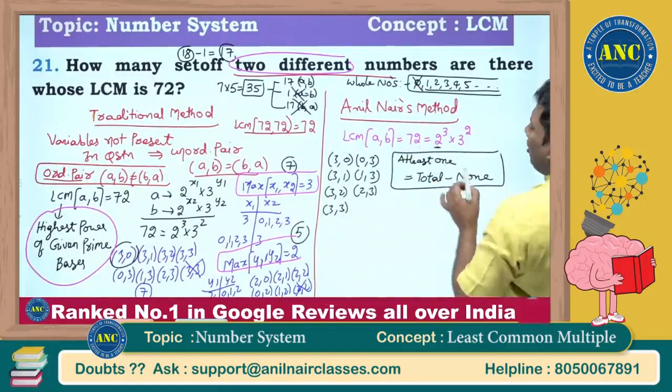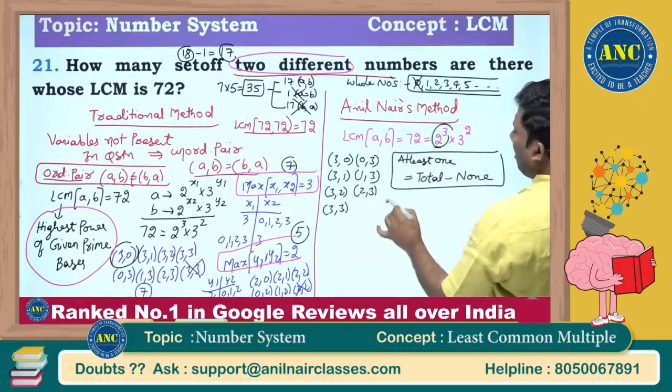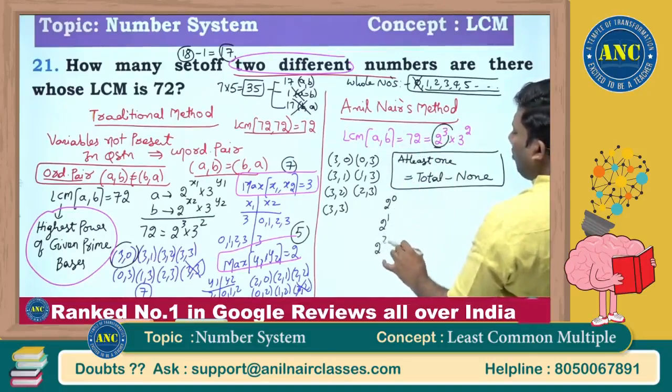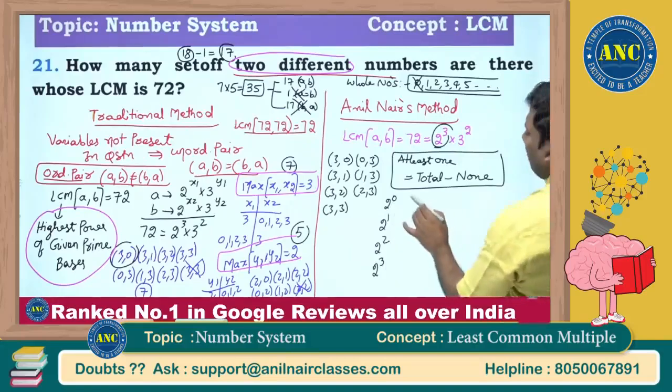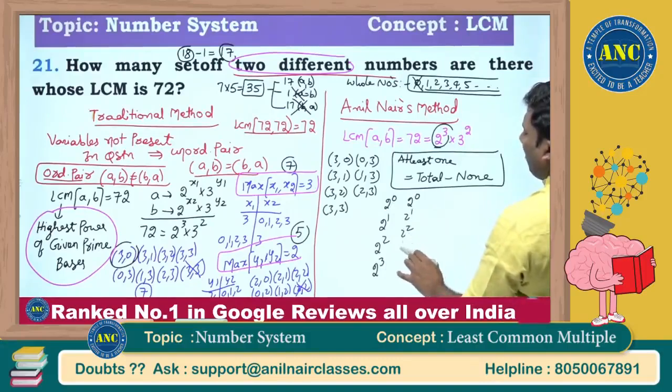What is the total? Arrange all the powers of 2 onto A. What are all the powers of 2 that can be arranged? 2 power 0, 2 power 1, 2 power 2, 2 power 3. Similarly, B also can take 2 power 0, 2 power 1, 2 power 2, 2 power 3.